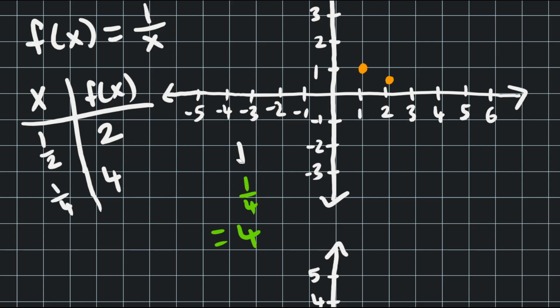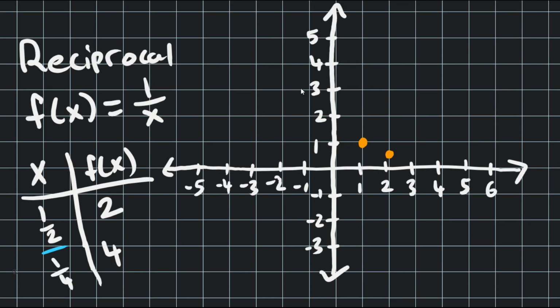Okay, great. So at x equals a half, that's right here. F of a half is 2. So right there. And then at x equals a fourth, which is even further right there, f of 1/4 is 4 up here. There we go. And let's connect these points. It's going to be curved.